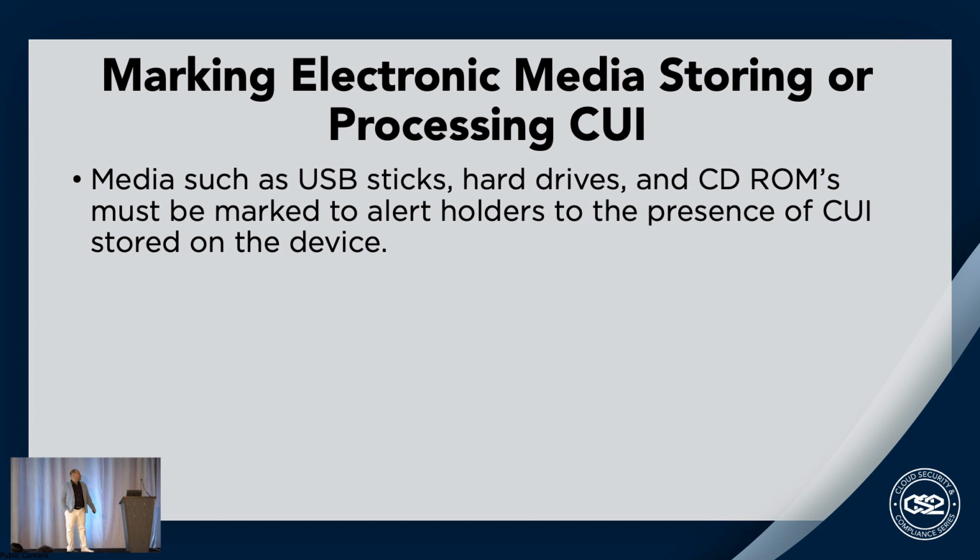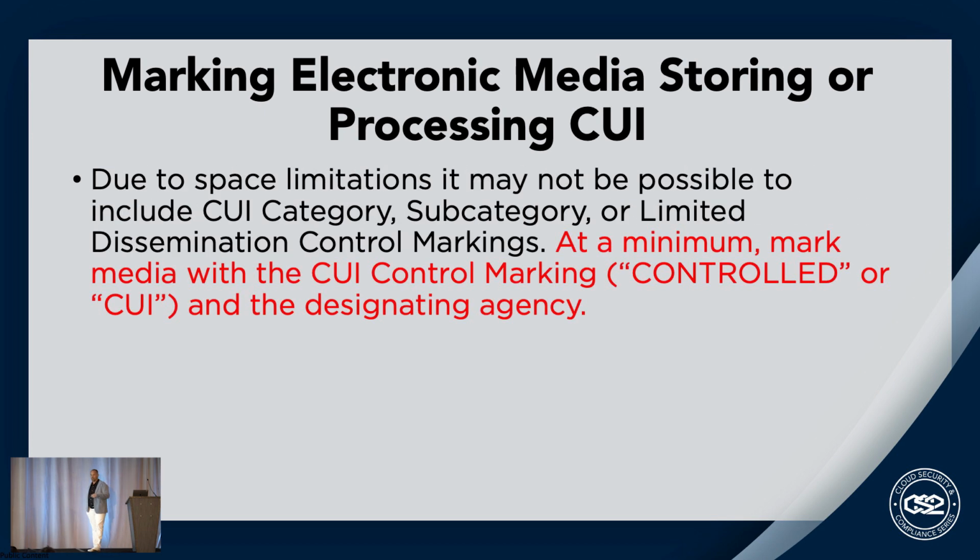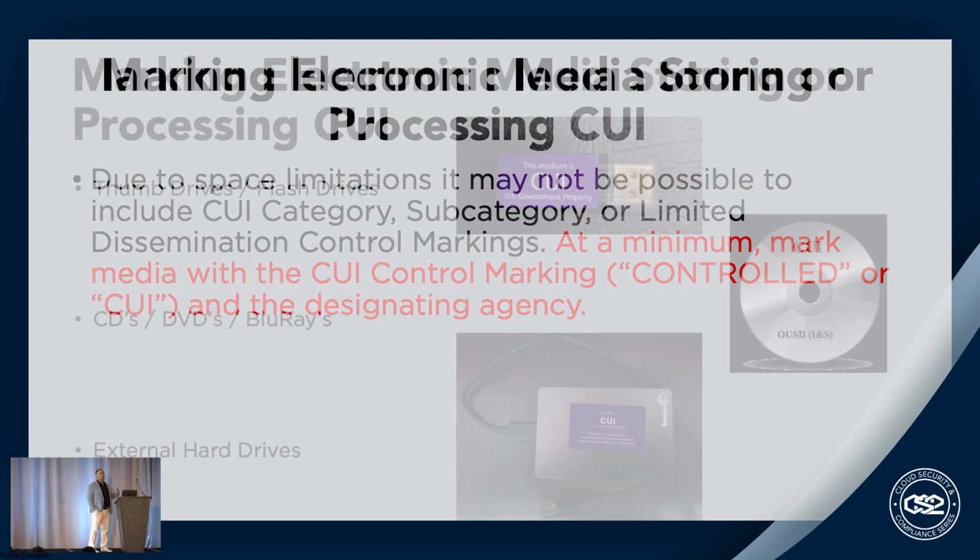Now, when it comes to marking media, in the CUI NARA marking handbook, and again, these are a couple of the differences, media like USB sticks and hard drives, there's that word again, to alert holders to the presence of CUI stored on the device. That's the whole purpose of that practice. And there's going to be times where you have things like flash drives that have CUI on them, where you can't put the entire category on there. You're just going to have to put CUI and the designating agency.